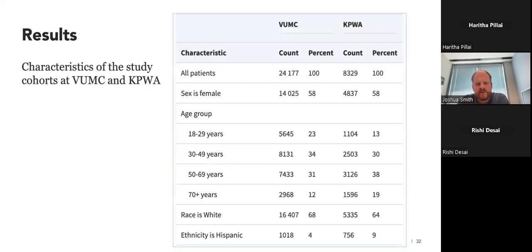The characteristics of our study cohorts were fairly similar at both places. About 58% female at both sites, 23% age 18 to 29 at VUMC versus 13% at KP Washington. About 30% at both sites were between 30 and 49, and then there were slightly more patients over the age of 70 years at KP Washington compared to Vanderbilt. 68% white at VUMC versus 64% at KP Washington, and 9% Hispanic ethnicity at KP Washington compared to 4% at Vanderbilt.